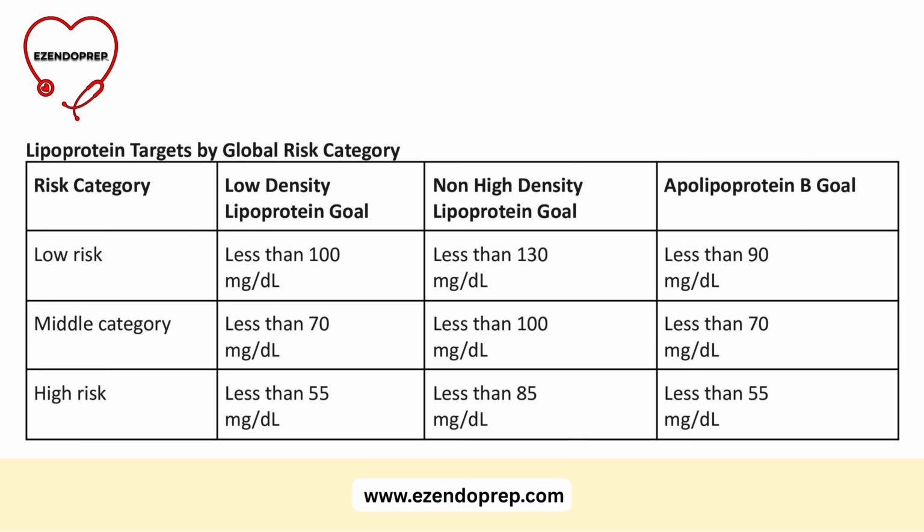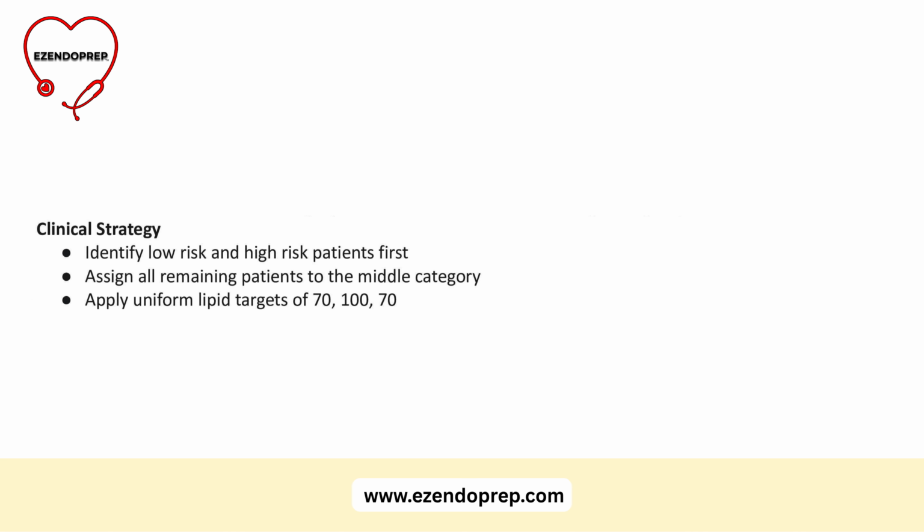You can try to memorize the individual categories within this group, but a more practical approach is this. Clearly identify who is low risk and who is high risk. Everyone else by default falls into the middle category, and for that group, the goals are 70, 100, 70.